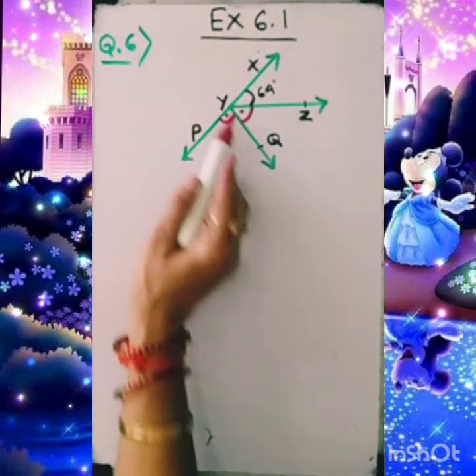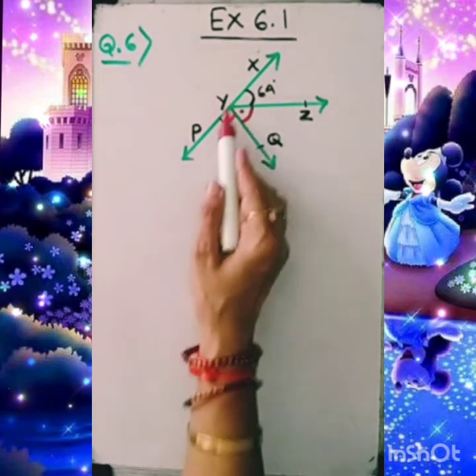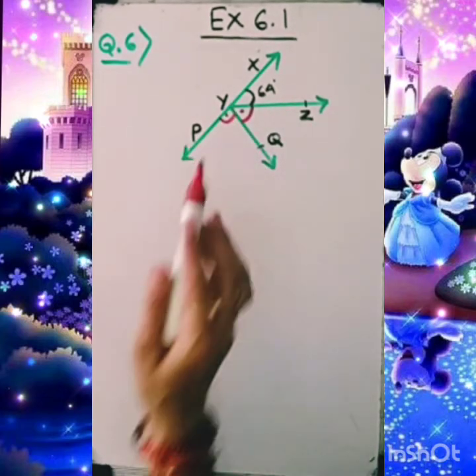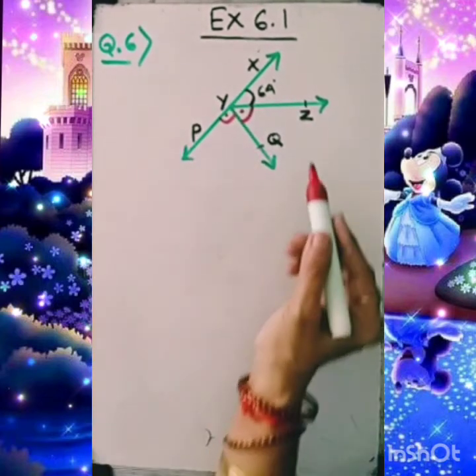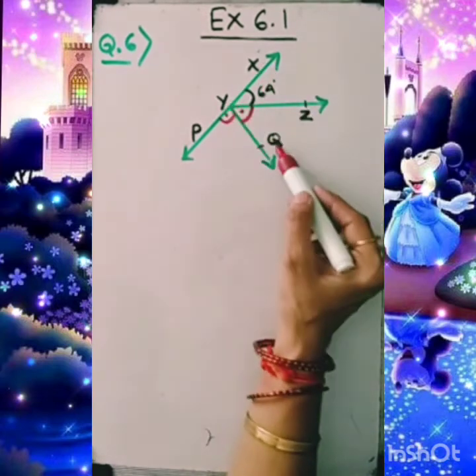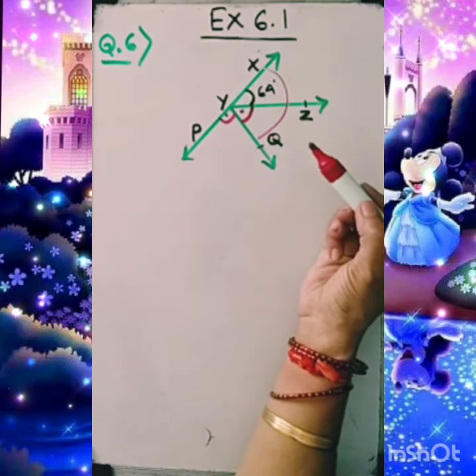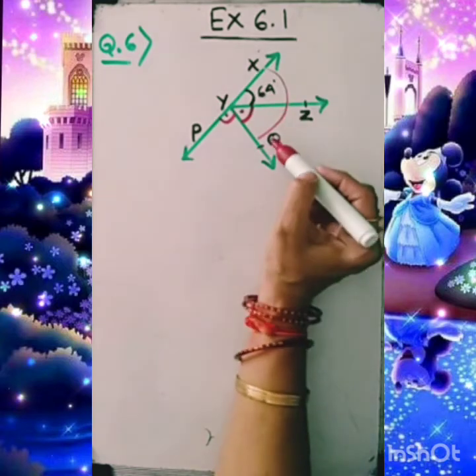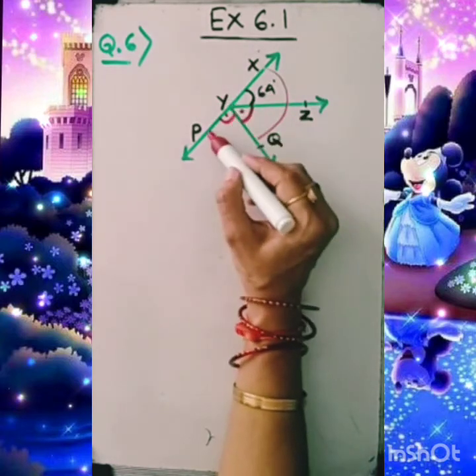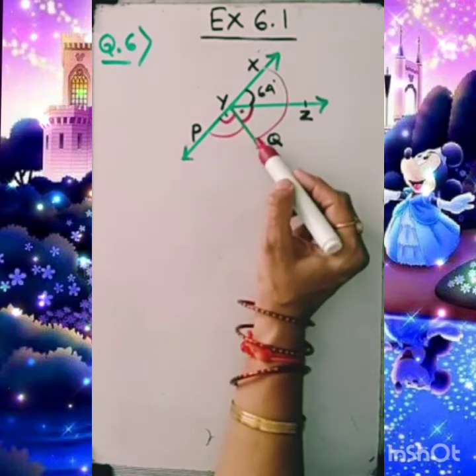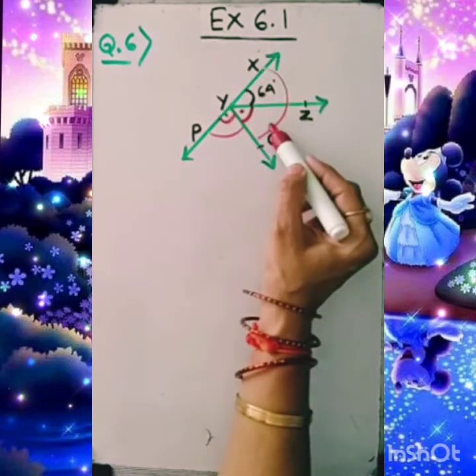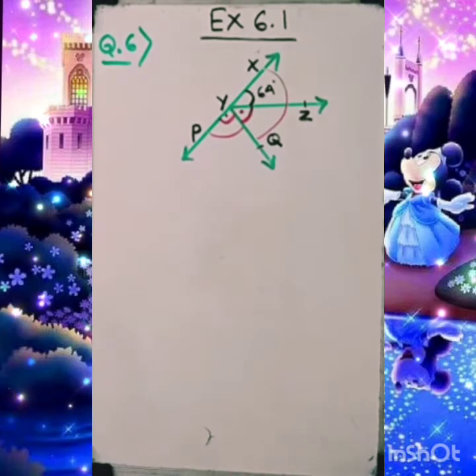This YQ is dividing angle ZYP. Got it? And we need to find angle XYQ, combined, and the reflex of QYP. Here QYP is the main angle, and the reflex will be of this complete angle up to here. Okay, so let's first find what we are given. According to that, note down the details.